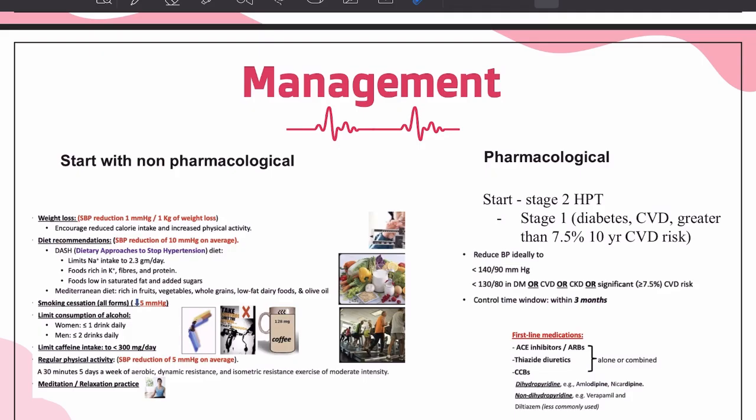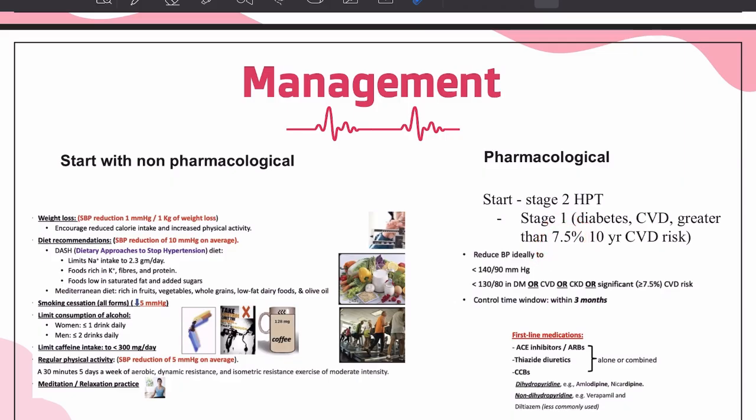You start with drugs either in stage 2 hypertension, or stage 1 if the patient has another comorbidity, say diabetes or another cardiovascular disease, or your cardiovascular risk is more than 7.5%. I didn't include the link or so on. You can check them in your hospital PowerPoint, but it's essentially almost like a survey that the doctor fills out or the patient fills out. It gives a certain percentage.